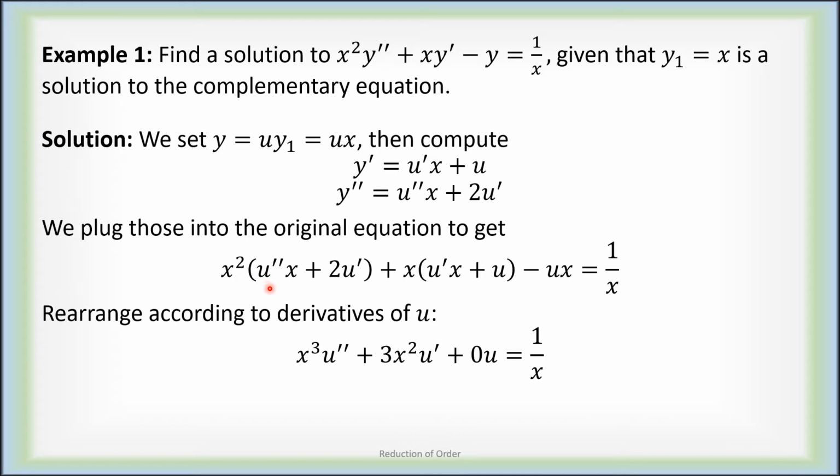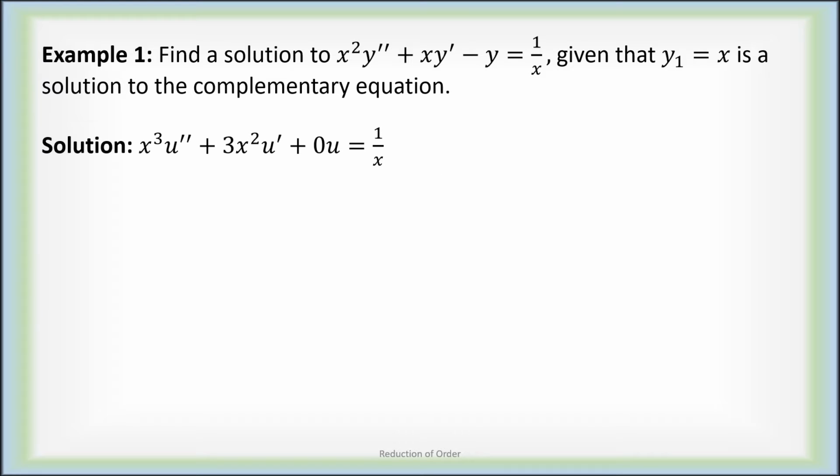How many u' do we have? 2x^2 and another x^2. And then how many u's do we have? We have an xu and a minus xu. They cancel out. So altogether, we now have x^3 u'' plus 3x^2 u' equals 1/x.